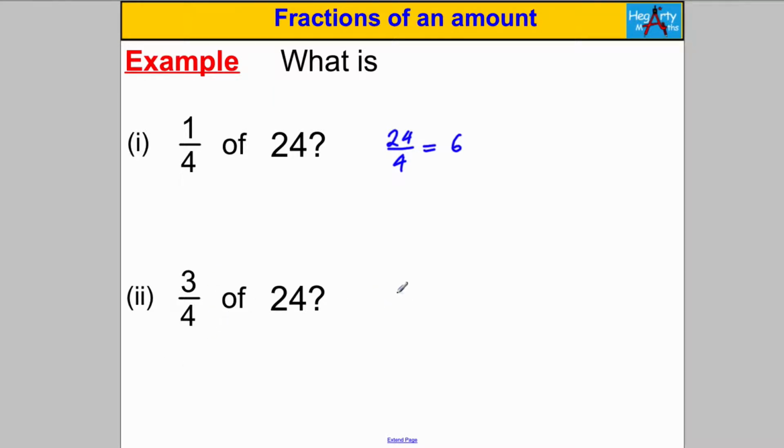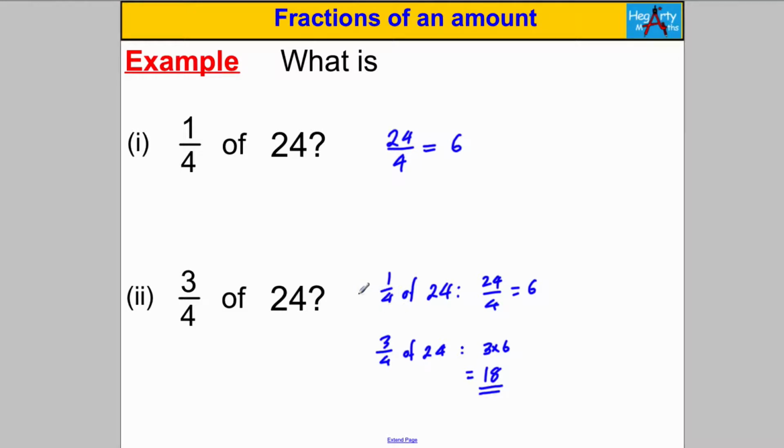Well, I'd always work out 1/4 first. It's always handy to just have 1/4 of 24 up here, which I know is 24 over 4, which is equal to 6. So therefore 3/4 of 24 must be 3 lots of 6, which is equal to 18. Okay, that's how I would show my working.